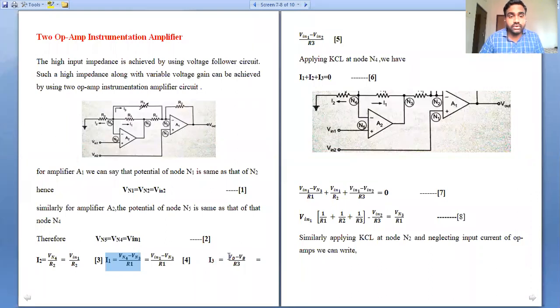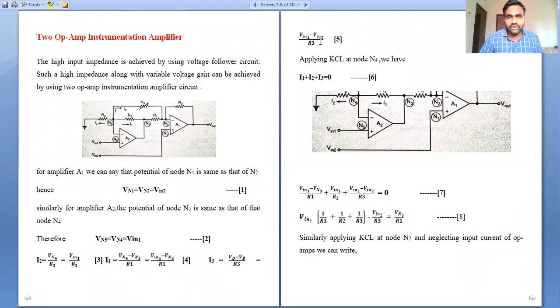I3 is the current flowing here. I3 can be explained with respect to the voltage at D minus the voltage at B divided by R3. This is the D point, and this is the B point. That is VD minus VB divided by R3. So that is the expression.